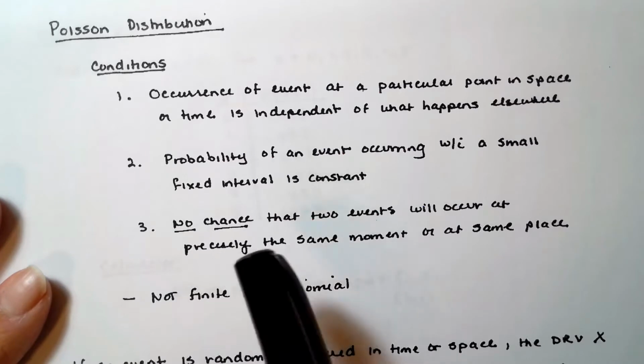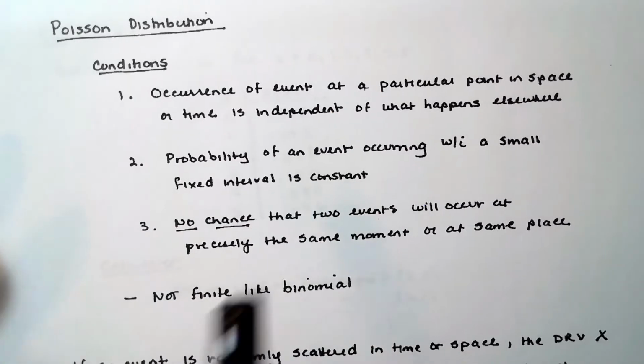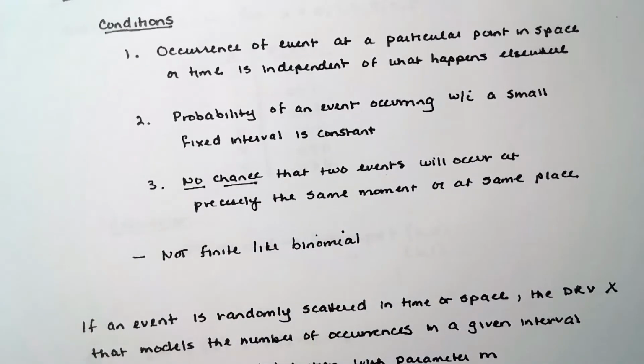Okay, so conditions for Poisson. The occurrence of the event at a particular point in space or time is independent of what happens elsewhere. The probability of an event occurring within a small fixed interval is constant. So we're thinking about events that occur in a time interval, like maybe you're waiting in line at Target to pay for what you purchased, and there are 3 people ahead of you, that kind of thing. The other condition is that there's no chance that 2 events will occur at precisely the same moment in time or at the same place.